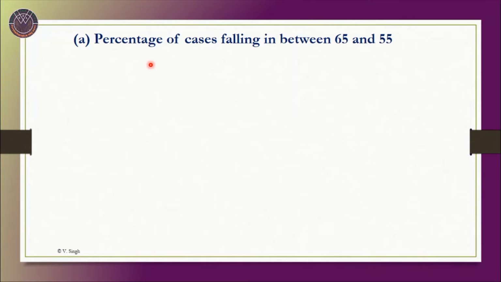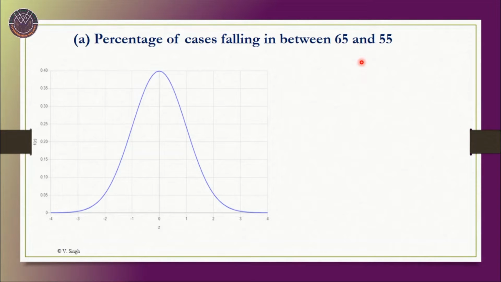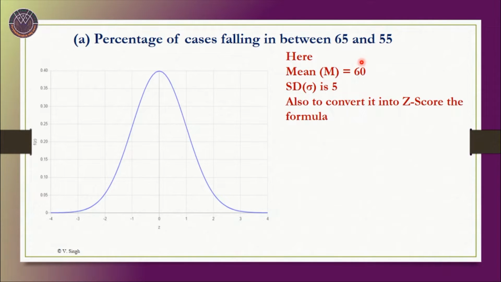Our problem is, the first part was to find out the percentage of cases falling between 65 and 55. So to solve this particular problem, we can see this is the normal probability curve. Now here our mean is 60 as per the question, and the standard deviation is 5. So first of all, as I already told you, we need to convert the raw scores, whatever raw score is there, into standard score or Z score.